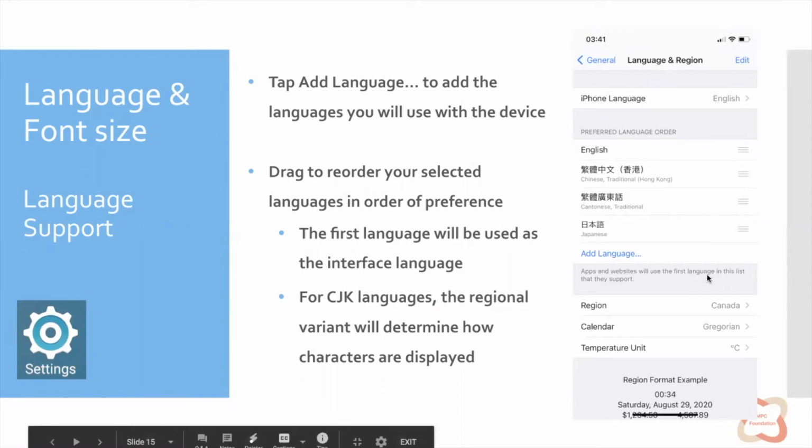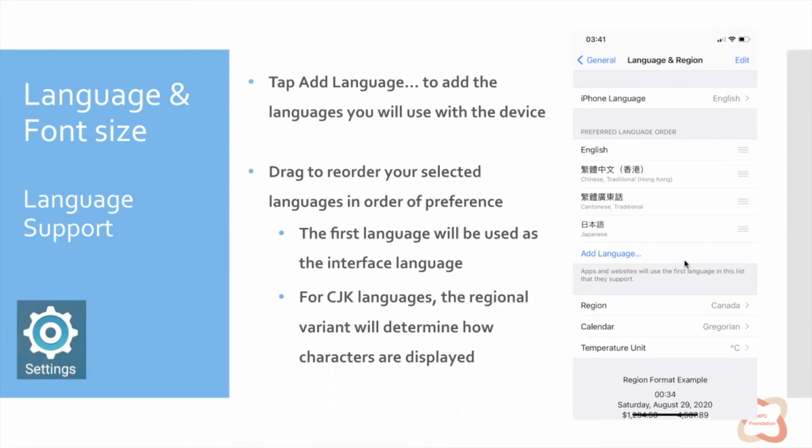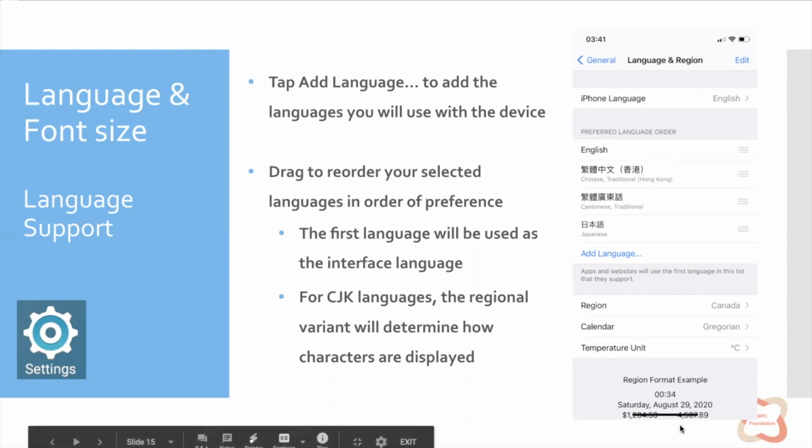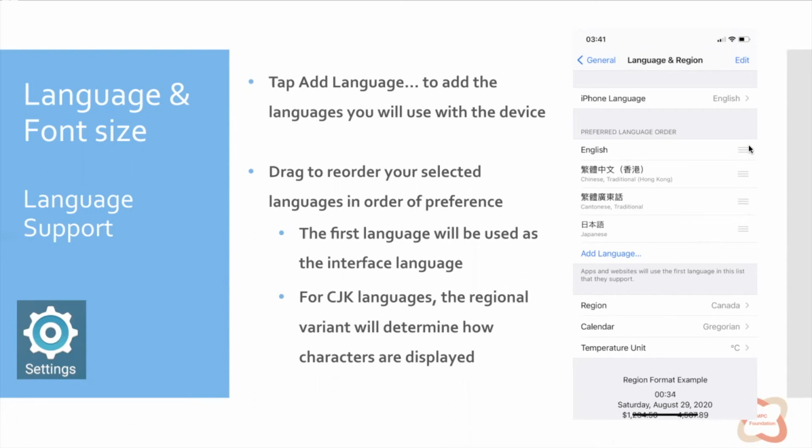And so you can add languages by clicking on Add Language in this middle box here. You're essentially adding the languages that you will be using with this device. And depending on the order that these languages are in, your iPhone language, so the words that you see on your screen, will change depending on which language is at the top. Right now, English is at the top of this list. That's why the words on this screen and on this iPhone are in English. Say you want to move Cantonese Traditional to the top, then what you do is you press on these three lines over here on the right, and you just drag to the top to change the order.